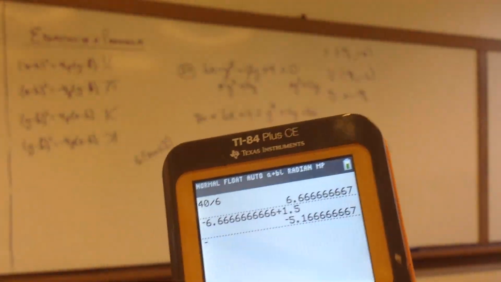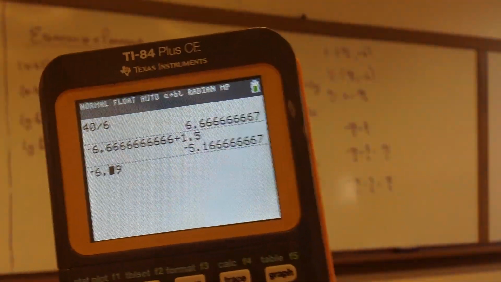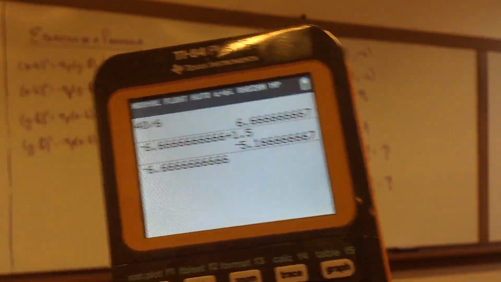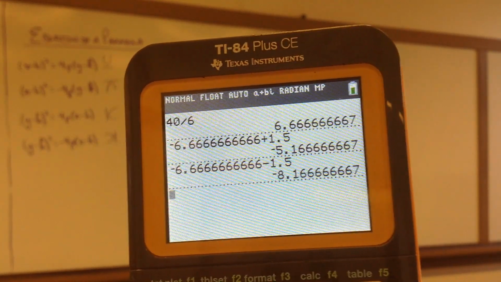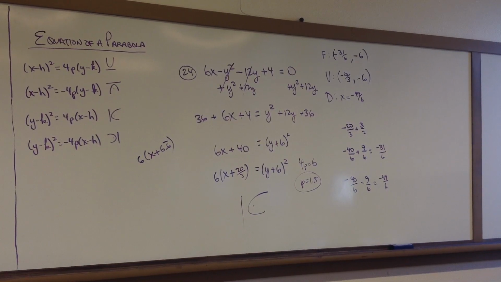And then negative 6 and then again, oops, I'm hitting a 9. 6. Just hit a bunch of 6s. There we go. And then subtract the 1.5. And there we go, negative 8.16 repeating. And that's what I've got up there as 49 over 6 for the directrix.